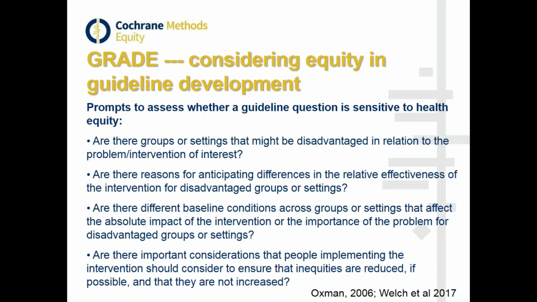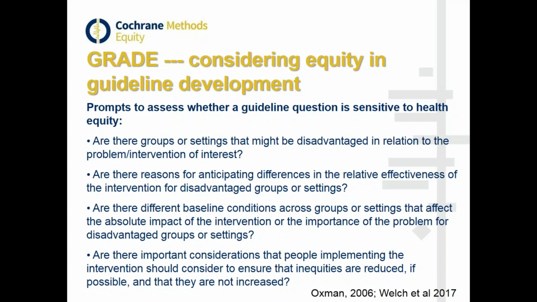So are there groups or settings that could be disadvantaged in relation to the problem or the intervention of interest? Are there reasons that there could be differences in the relative effectiveness of the intervention? Are there differences in baseline conditions across groups or settings that could affect the absolute impact or the importance of the problem? And are there important considerations that would need to be considered for implementing the intervention to ensure that we don't increase inequities and they actually are reduced?